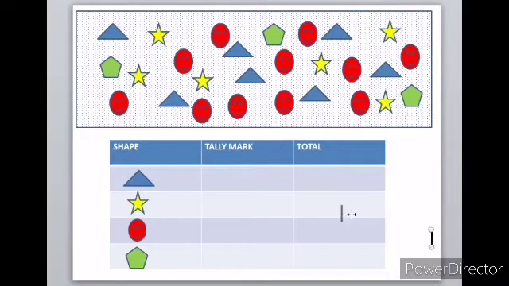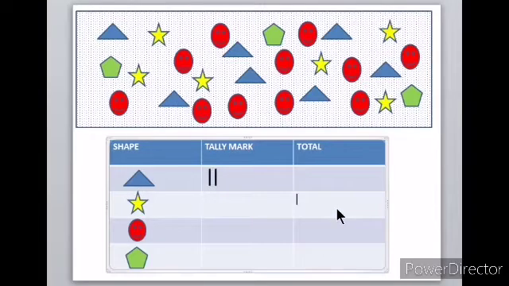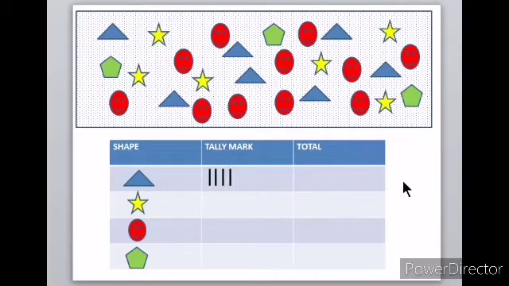What is a tally mark? It is nothing but a small standing line, a vertical line. That is called a tally mark. It is just a line, okay? So for 1 triangle, 1 line, 1 tally mark. Then go to the second one. Second triangle, put 2. Then third triangle, put another tally mark. So 3 triangles we counted, 3 tally marks we have put. 4 triangles, we put 4.